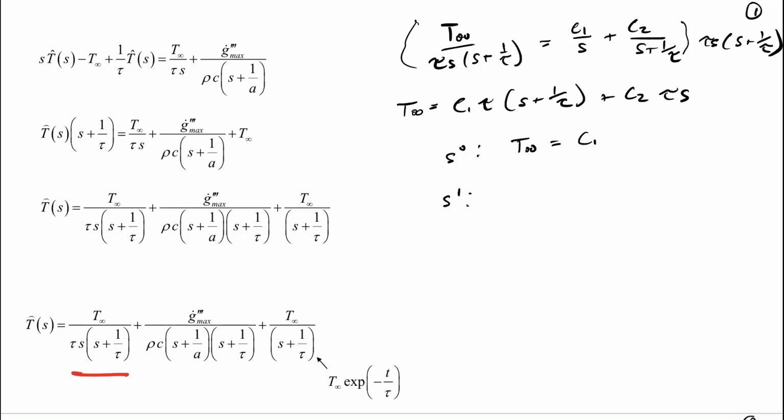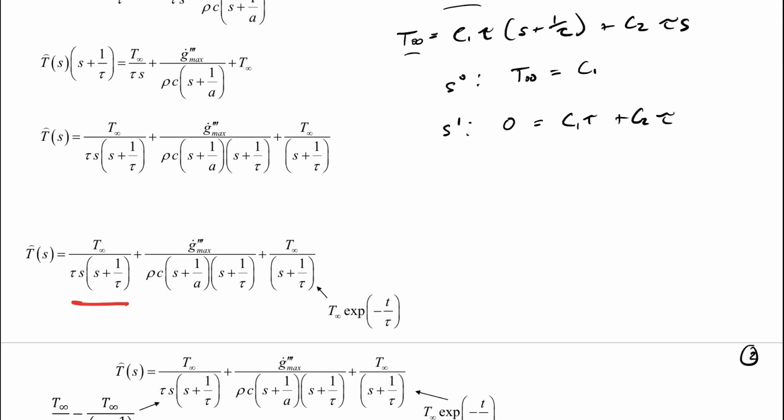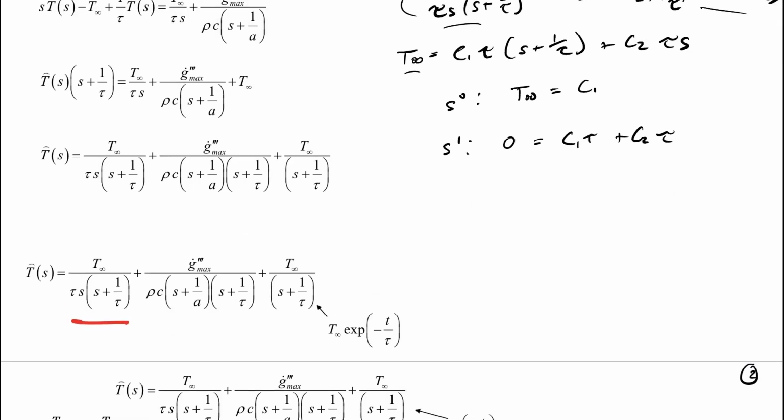The second one: on the left-hand side, we have 0 for s to the 1st, which is equal to what's on the right-hand side, that's C1 tau plus C2 times tau. Okay, so we have our two equations and two unknown constants, and we just solve for them. So let's just keep moving here. Then that gives us this equation.